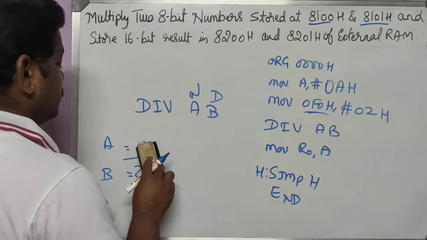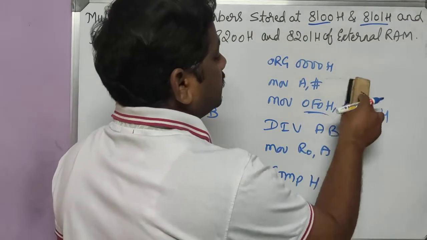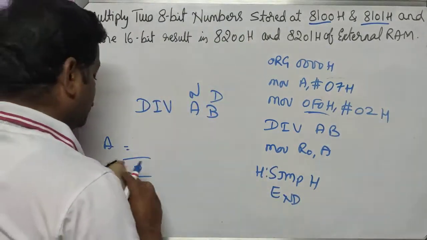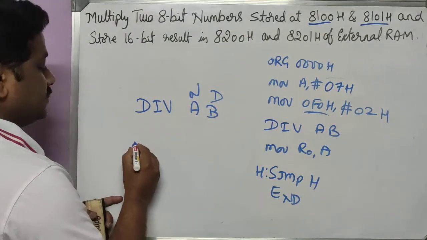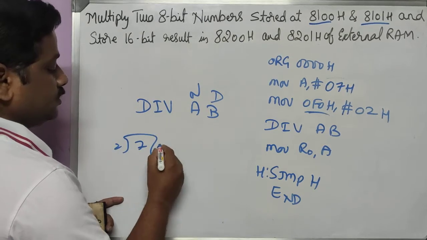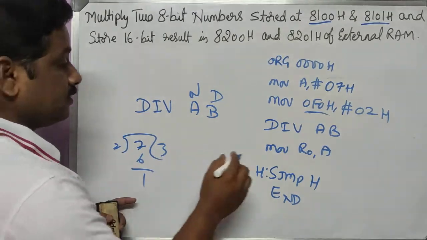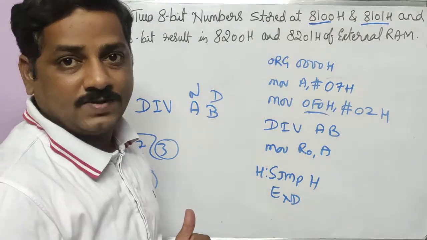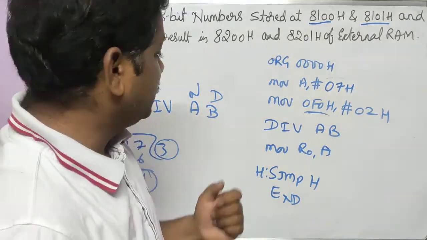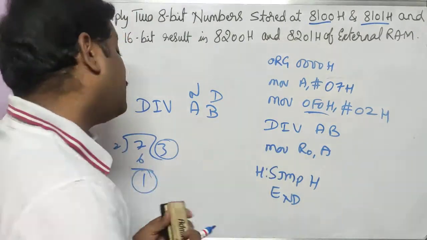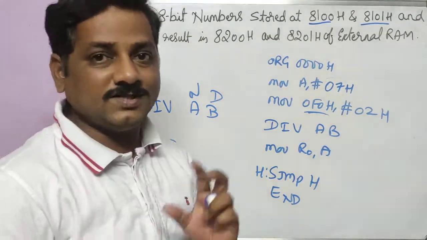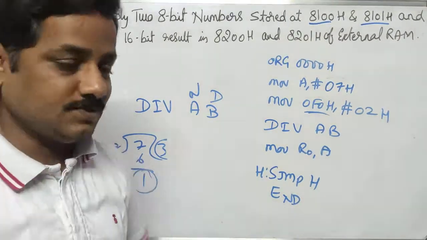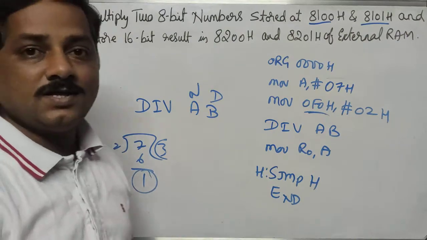Sometimes what happens if I change the data? Instead of 0A, if I give 07H, then what happens? This is going to be divided like that: 7 by 2. 2 3s are 6. Remainder is 1. So the accumulator will have 3 and register B will have 1. You can check these two in the main registers. The accumulator will have 3. You can't get 3.5 here. That is the limitation we have here. You will get only an integer number, not fractions. So you will get 3 and you will get 1 as the remainder.